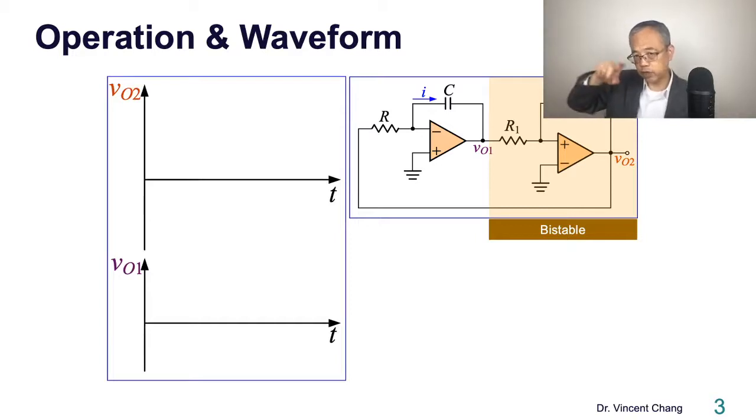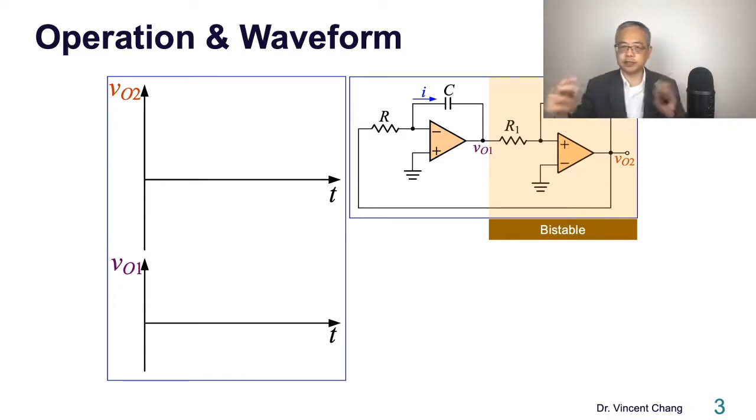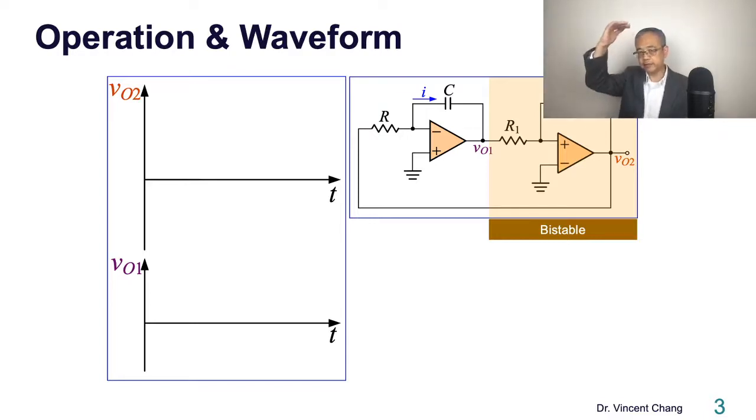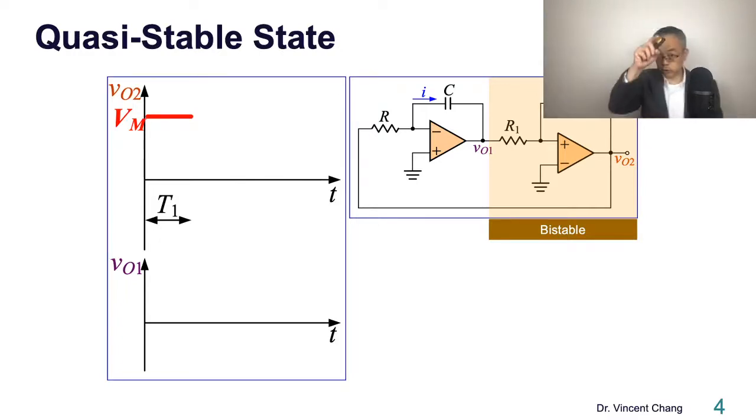Because of the nature of the positive feedback, there are only 2 choices, either high state or low state, because it's a closed loop. Sometimes it stays at the high state, let's say for a duration T1. The high is the positive saturation voltage, capital VM, at VO2. VO2 is on the top.